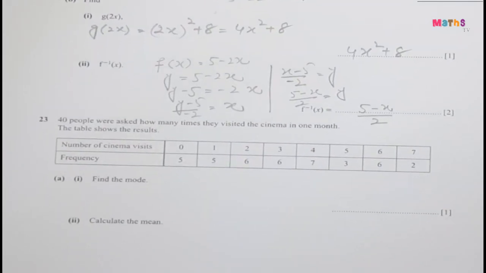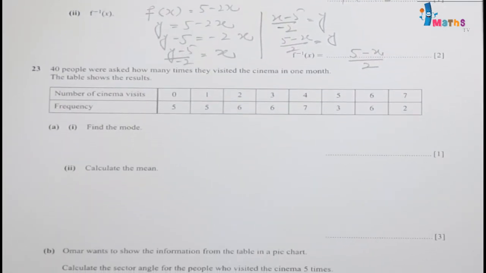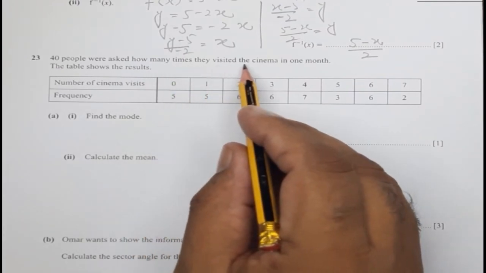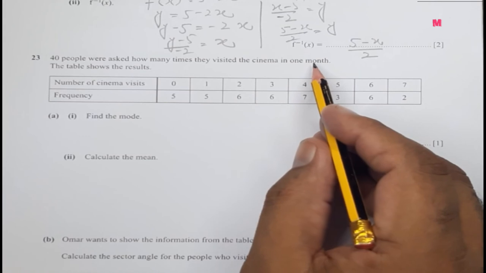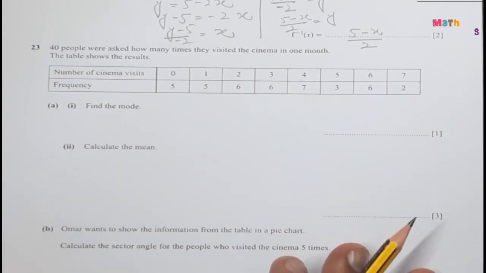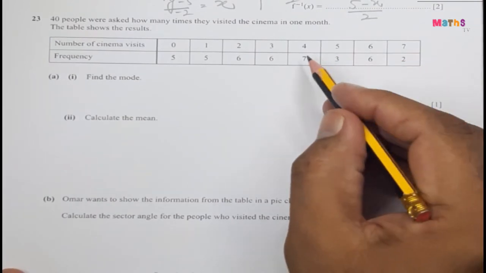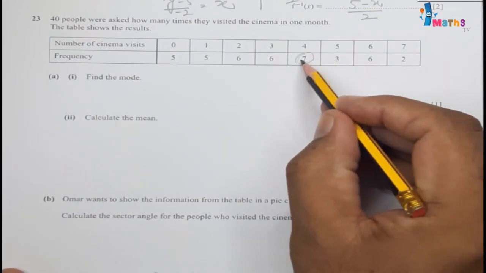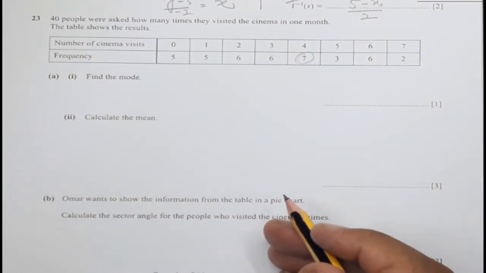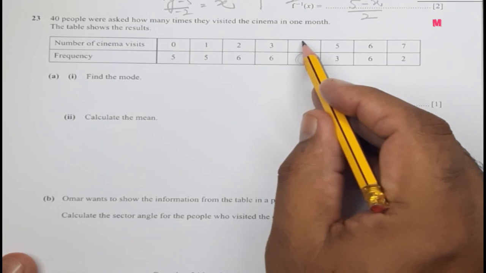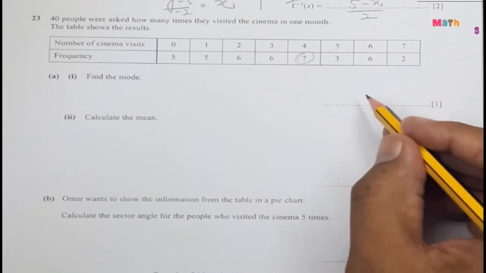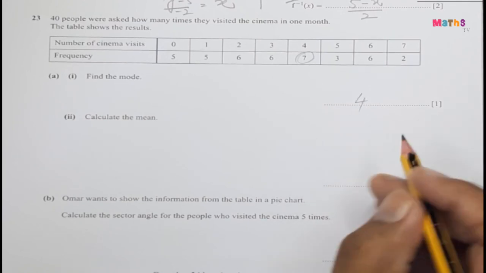Question number 23. 40 people were asked how many times they visited the cinema in 1 month. The table shows the results. This is the table given. Find the mode. Mode means most occurring. So for number of cinema visits, 4 will be most occurring. So we will write the answer to this one as 4.